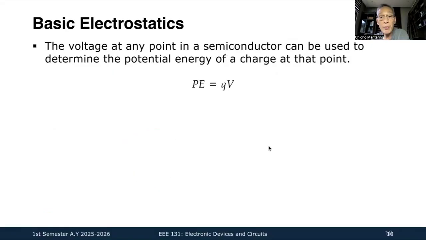Now, voltage at any point in a semiconductor can be used to determine the potential energy of a charge at that point. Again from electrostatics, potential energy is equal to charge times voltage. If you recall from EEE 123, what is voltage? Voltage is energy per coulomb, joules per coulomb. So you multiply that by coulombs and you get joules, in this case potential energy. Potential energy assumes that your charge is not in motion, because if it's in motion, then there will also be a kinetic energy.